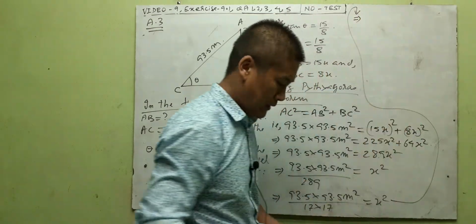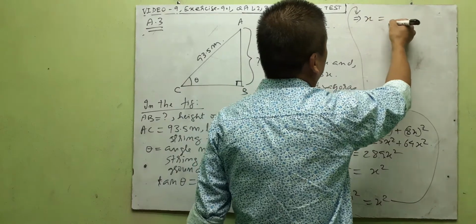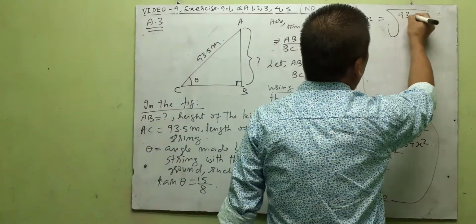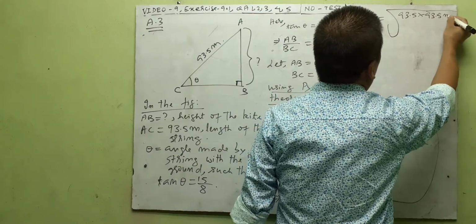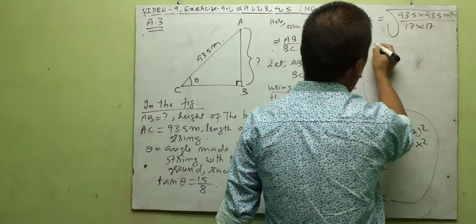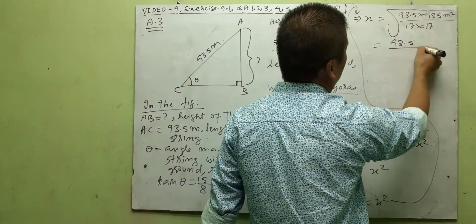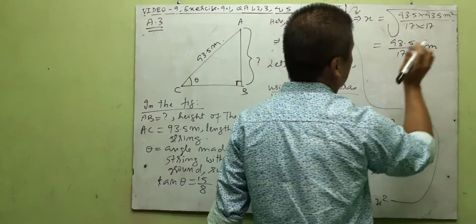If you suppose that x is equal to the square root, the root will cover everything: 93.5 into 93.5 meter square by 17 into 17. The double will come out of the square root as single, 93.5. 17 also will come out as single. Meter square double will come out as meter.